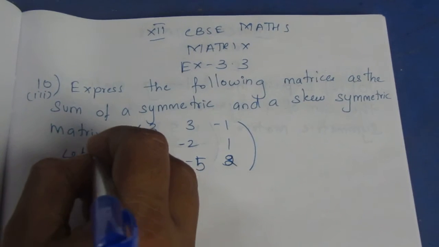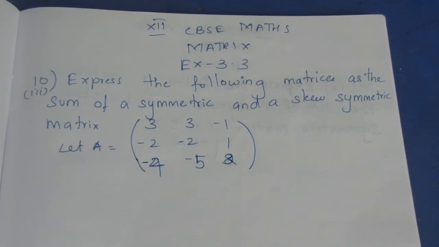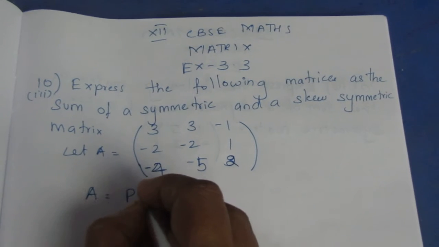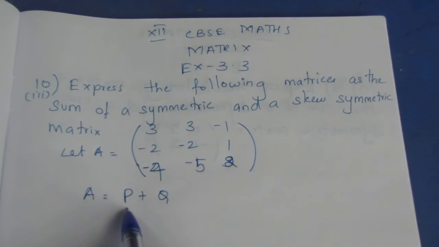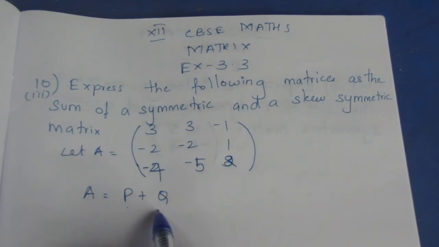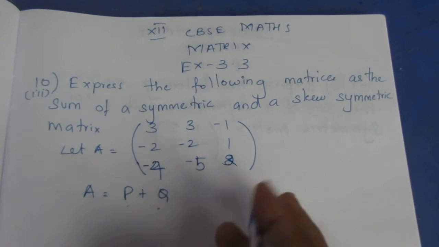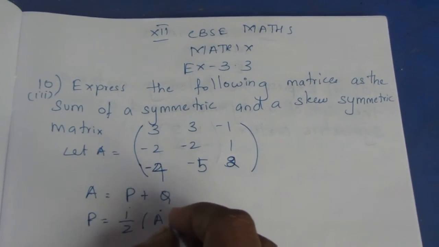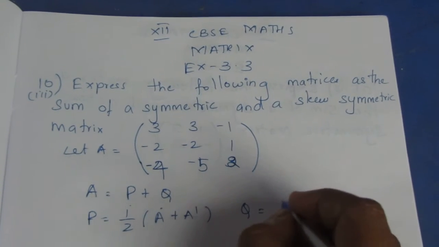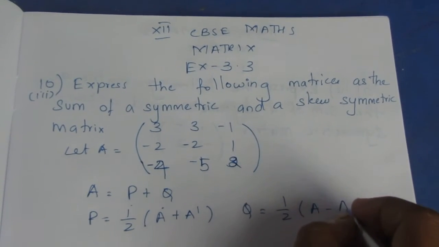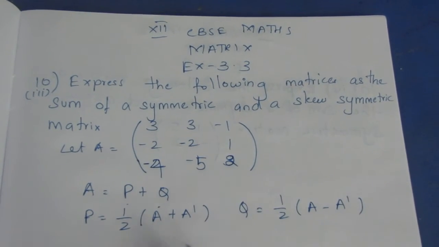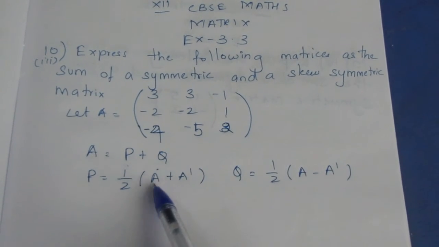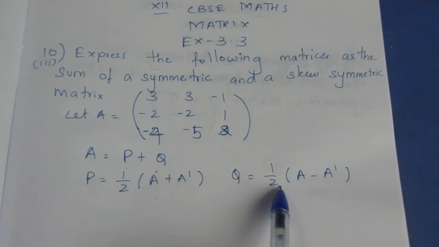So I am going to take let A equal to the given matrix. We need to prove A is equal to P plus Q, where here P is a symmetric and Q is a skew symmetric matrix. Your formula for P is equal to half into A plus A transpose, and for Q is half into A minus A transpose. So this is the formula for the symmetric and the skew symmetric matrix. I will also show you that this is a symmetric and this is a skew symmetric matrix.